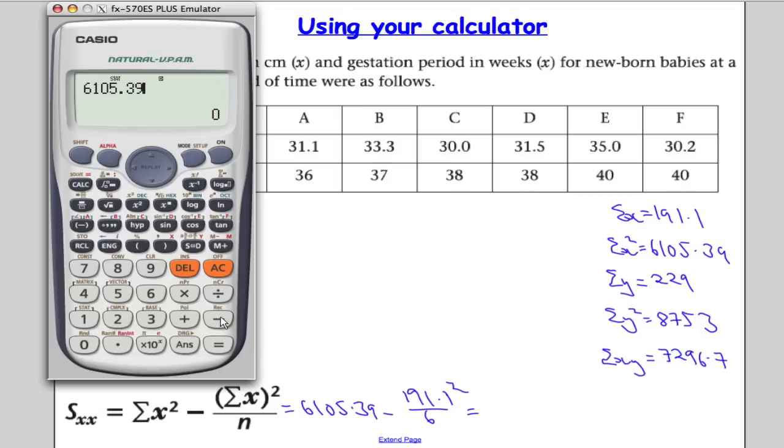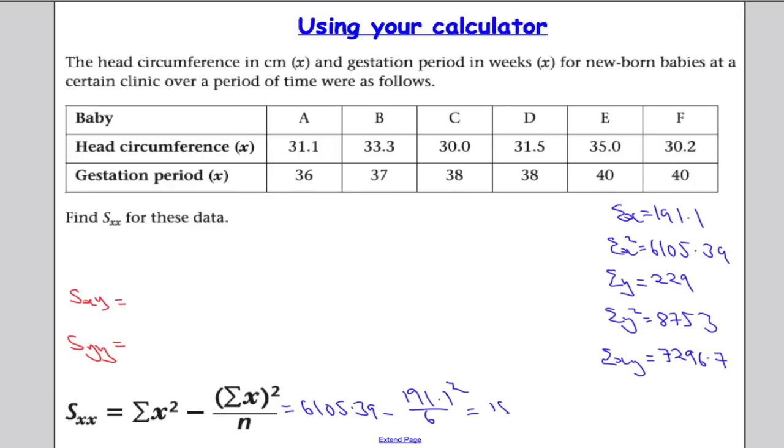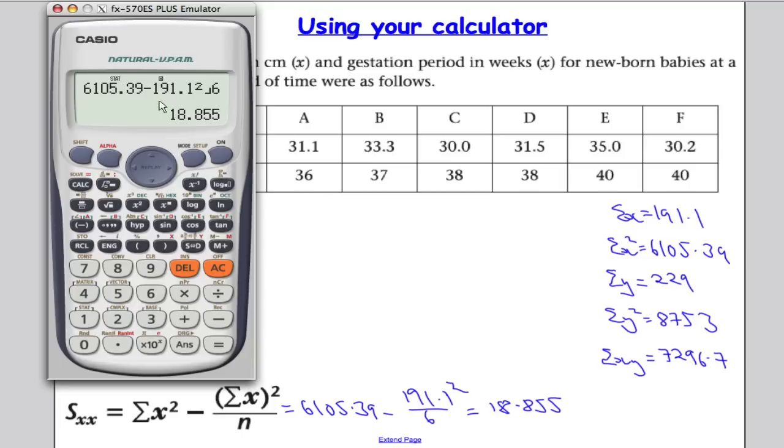6105.39 minus 191.1 squared divided by 6. You get 18.855. So I'm going to write that down. 18.855. You might have noticed there when we're in statistics mode, when I try and hit the fraction button, I get this kind of backwards L thing. It's the same as doing a fraction. It just does that in statistics mode. I don't know why, but we still get the correct answer.